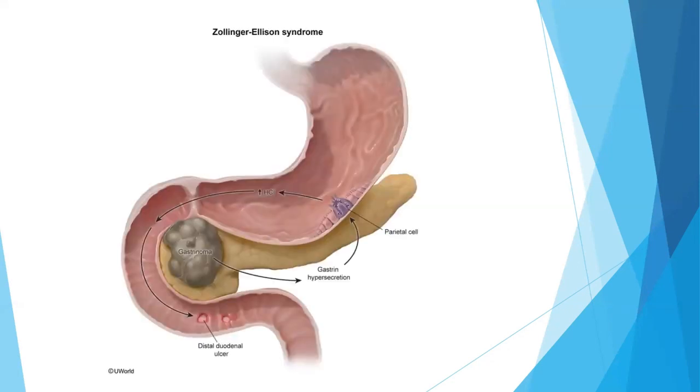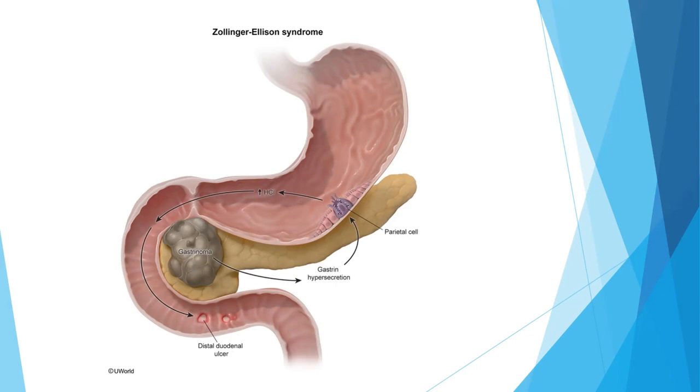Now this here was a case of Zollinger-Ellison syndrome. Zollinger-Ellison syndrome means that whenever there is a gastrin-secreting tumor or gastrinoma, there is gastrin hypersecretion. You know that gastrin stimulates the parietal cells, which increases the acid secretion. So whenever there is increased gastrin secretion from the gastrinoma, it hyperstimulates the parietal cell. So there's increased production of acid.